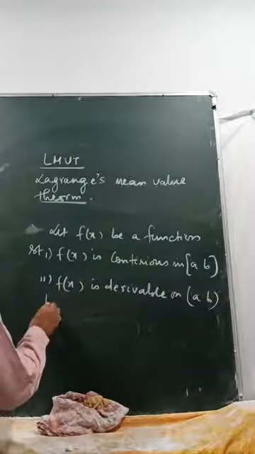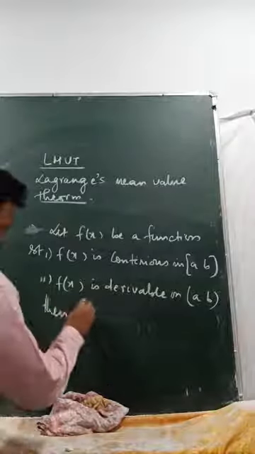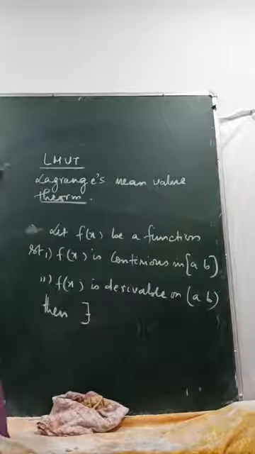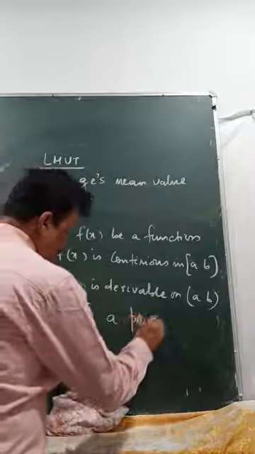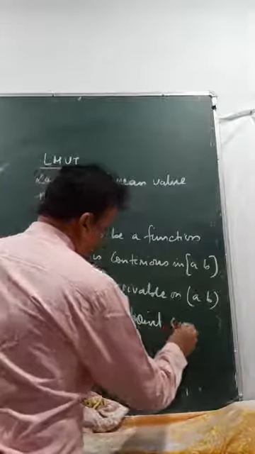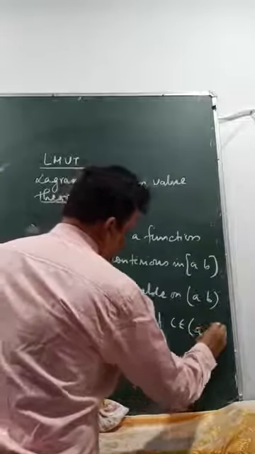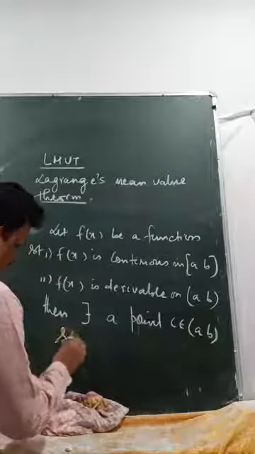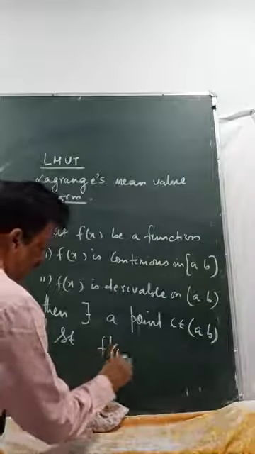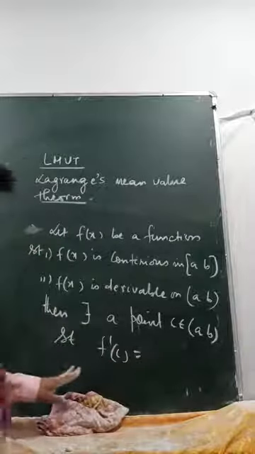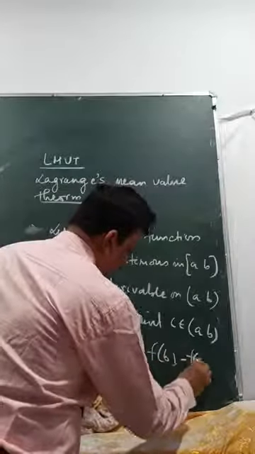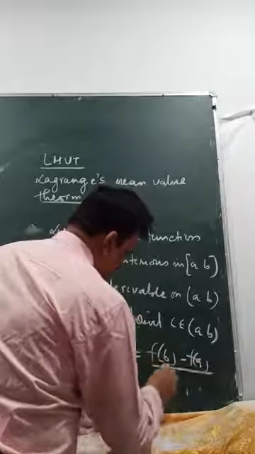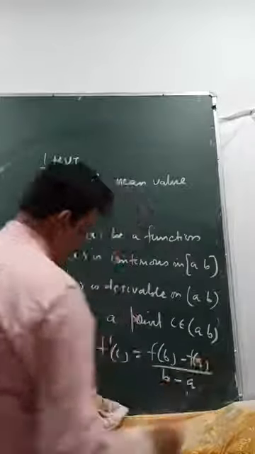Then there exists a point c belonging to the open interval (a, b) such that f dash of c equals f(b) minus f(a) by b minus a.